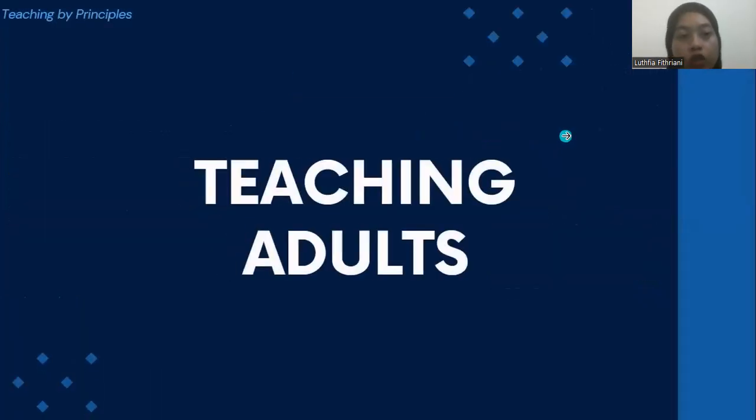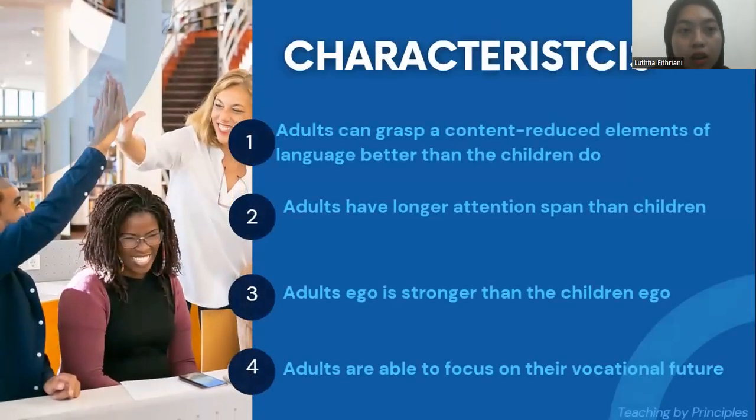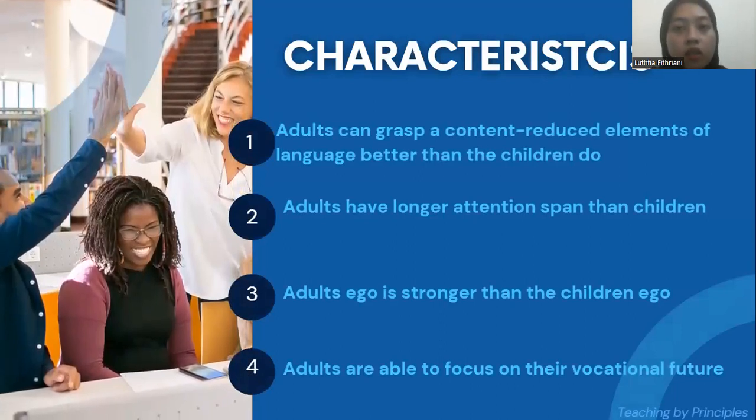That's all about teaching children. Now we are going to move to the next topic, that is teaching adults. There are some characteristics of adult learners. Those are: adults can grasp a content-reduced element of language better than children do.